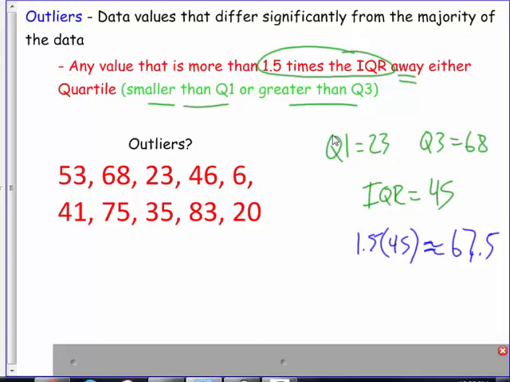So that's basically saying if I take quartile 1, it would have to be 23 minus 67.5. Well, there's nothing in the negatives. That's good. And quartile 3, you would take 68 plus 67.5. So is there anything outside of that? Nope. So there are actually no outliers. It looks like there should be some outliers, but since our data is so spread out, there is no outliers.